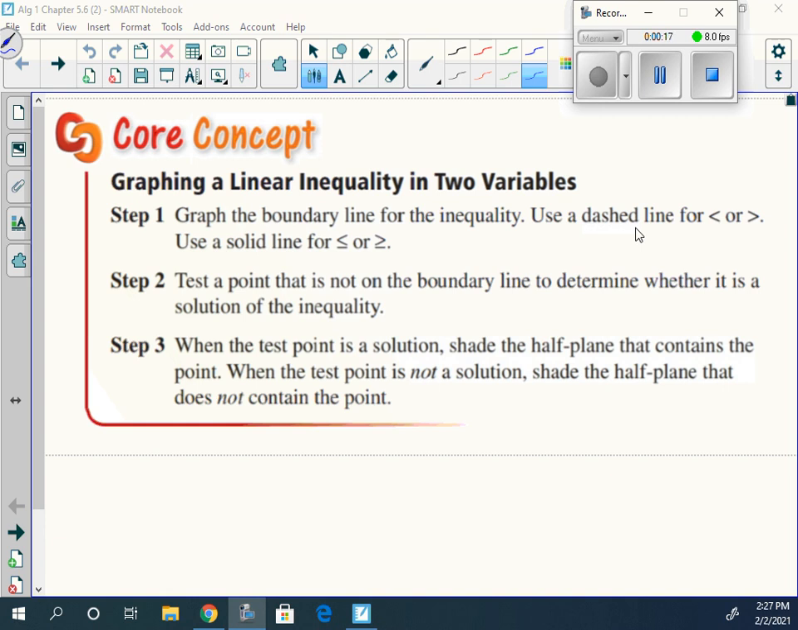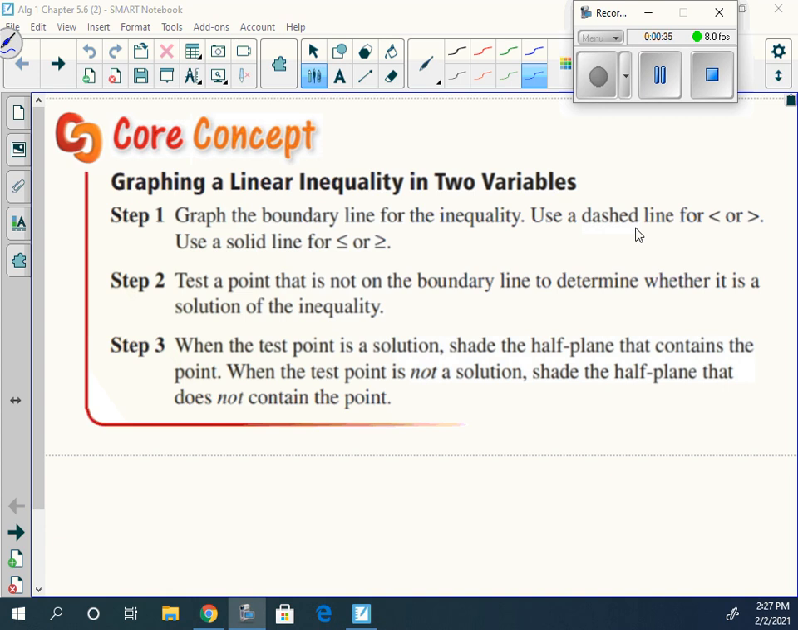Then we need to test a point that is not on the boundary line to determine whether it is a solution of the inequality. Then step 3, when the test point is a solution, shade the half plane that contains the point. When the test point is not a solution, shade the half plane that does not contain that point.